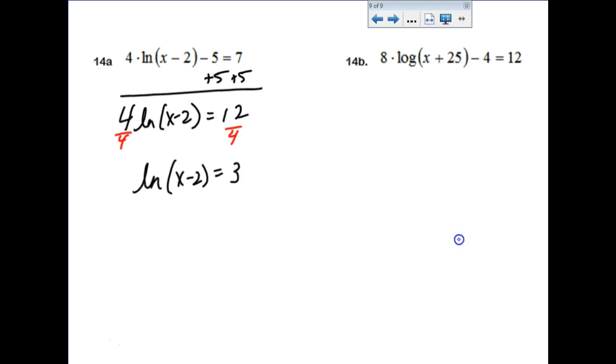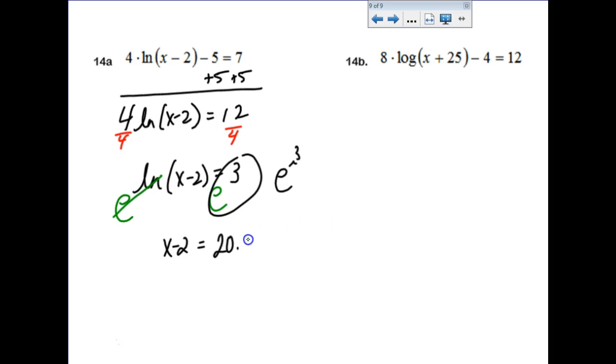What am I supposed to exponentiate with if it's a natural log? Good, e. This is a base e. So the number e is going to get placed underneath the problem on each side. This side's going to cancel, and the x minus 2 drops down. But guys, over here, this is e to the 3rd power. 20.09. And then adding 2 to both sides, you get 22.086. Awesome.